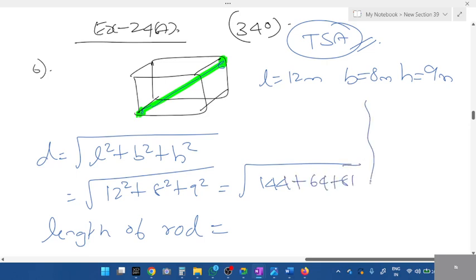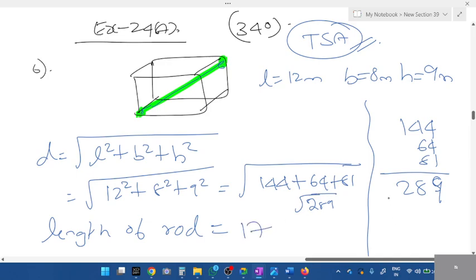Just practice these questions, students, along with the formula. What's the answer? 289. What's the square root of 289? Remember, the direct answer is 17, students. Square root of 289 is 17. 17 into 17 is 289. So the answer is 17 centimeter for this. Not centimeter, meter. The question asked was in meter. Everything is given in meter. Therefore, length also will be 17 meters. This is the answer. Length of rod.